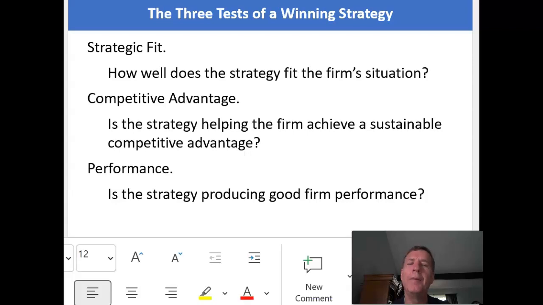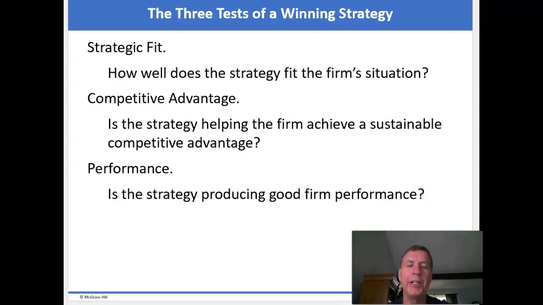And so the three tests of a winning strategy really look like this. Is it a strategic fit? Do I have a competitive advantage? And what about performance, right? So the fit test is how well the strategy fits the current company's situation, right? So to qualify it as a winner, you have to be competitive, take advantage of market opportunities, that sort of thing. The performance test is: is the strategy producing good company performance? You should have metrics that you are measuring your results against.